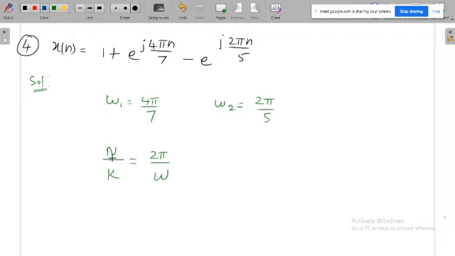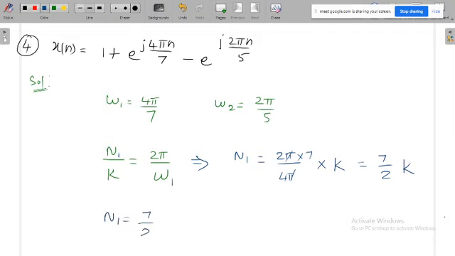For the first signal, we will use n1 and omega 1. If you substitute the value, n1 divided by k is 2 pi divided by omega 1, and we do not know k yet. Omega 1 is 4 pi by 7, so the 7 I can take up and multiply with k. The pi cancels, so I am getting 7 by 2 into k. So n1 is equal to 7 by 2 k.